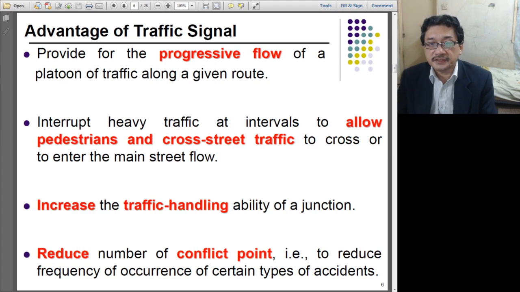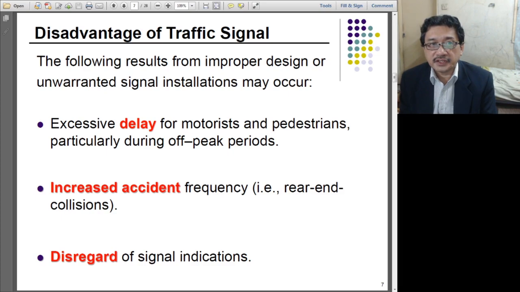And last is the reduction of the number of conflict points, that is, to reduce the frequency of occurrence of certain types of accidents. What about the disadvantages of traffic signals? The following results from improper design or unwarranted signal installations. First is the excessive delay for motorists and pedestrians, particularly during off-peak periods. Second is the increase in accident frequency, for example, rear-end collisions when there are sudden stoppages of vehicles moving. And the third is the disregard of signal indication, particularly when there is no traffic around during off-peak hours.